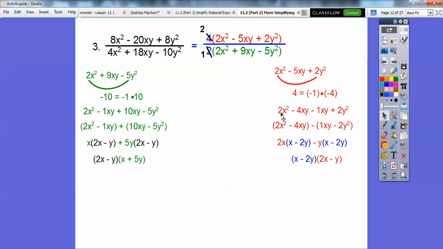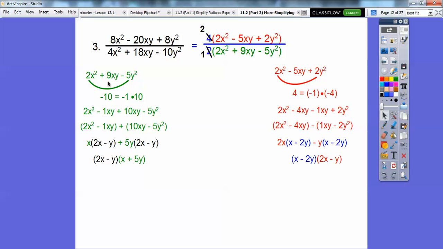Then I grouped these two together. That's right here. And then when we group these two guys together, we pull a negative out. So when we pull a negative out, it always changes this sign right here. So this became a minus. All right, and then out of these two guys, I can pull a 2x out, and I'm left with x plus 2y. Out of these two guys, remember we pulled the negative out, and these guys both have a y, so we can pull a y out, and we'd be left with x minus 2y. So here's the top one factored right here.